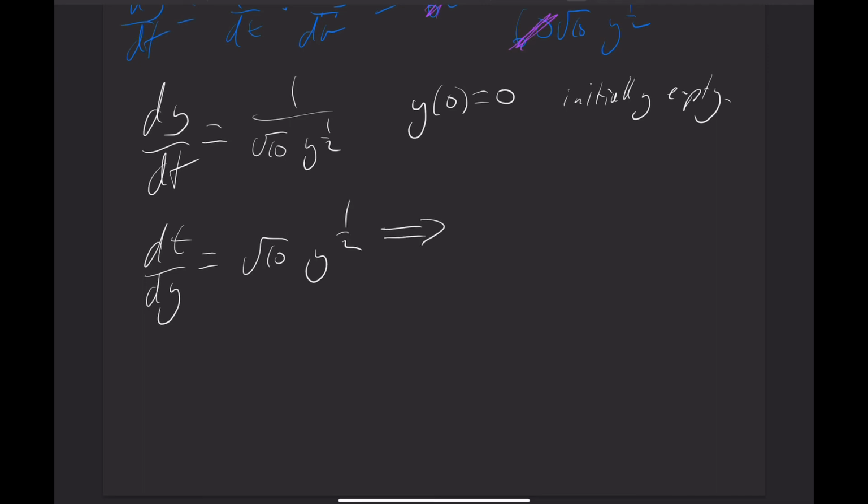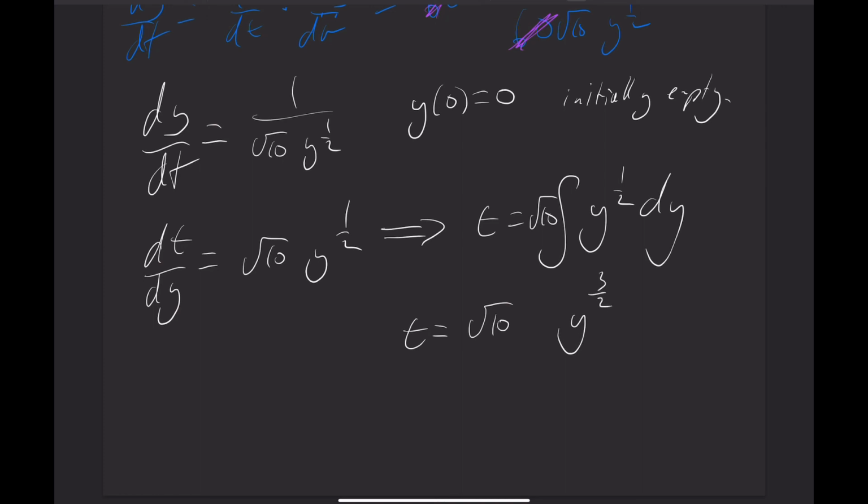And from here, I can say that t is the integral, chuck that root 10 out the front, of y to the half dy. Therefore, t is root 10 times y to the old power plus 1 divided by the new power. So I get t equals 2 root 10 on 3 y to the 3 on 2.